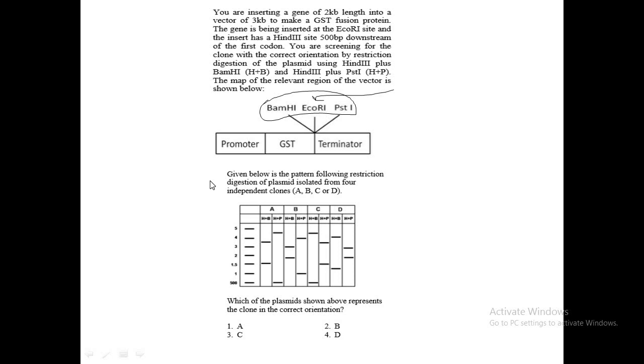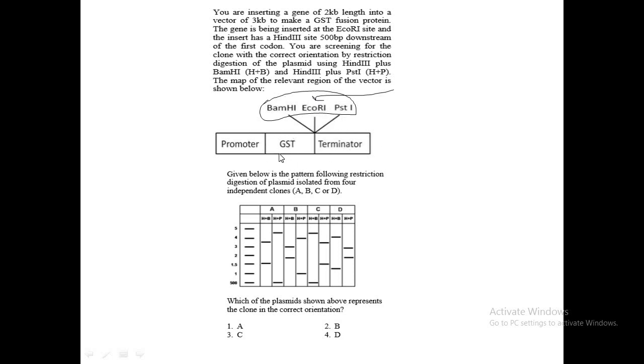Hello friends, today in this video we will discuss one of the questions from CSIR December 2016. The question states that you are inserting a gene of 2 kb length into a vector of 3 kb to make a GST fusion protein. So we have a vector, and the vector map is given here. So we will construct a GST fusion protein.